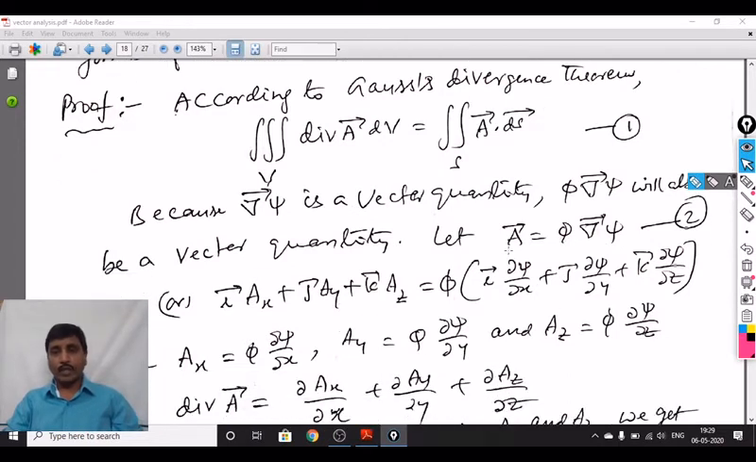Now A bar can be expressed in terms of i bar, j bar, k bar as i bar Ax plus j bar Ay plus k bar Az, which is equal to phi into del bar psi, expressed as i bar dou psi by dou x plus j bar dou psi by dou y plus k bar dou psi by dou z. Comparing the coefficients of i bar, j bar, k bar on both sides, we get Ax is equal to phi into dou psi by dou x, Ay is equal to phi into dou psi by dou y, Az is equal to phi into dou psi by dou z.